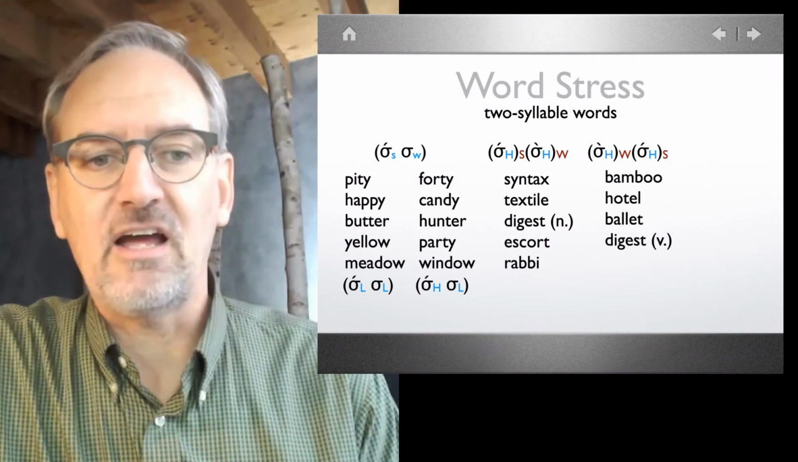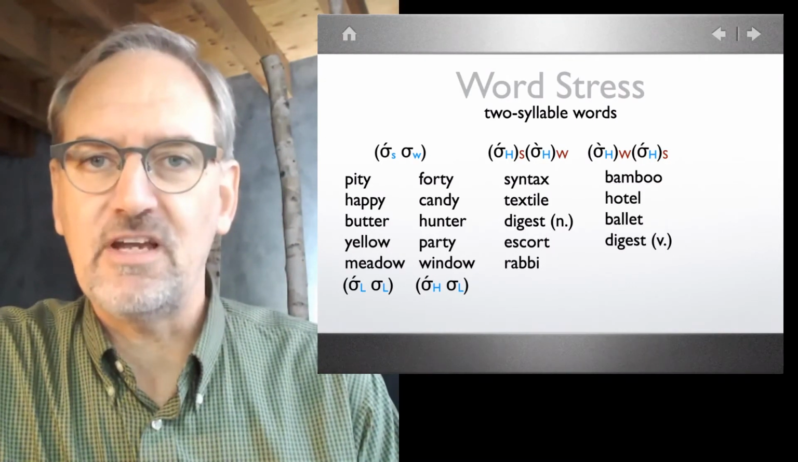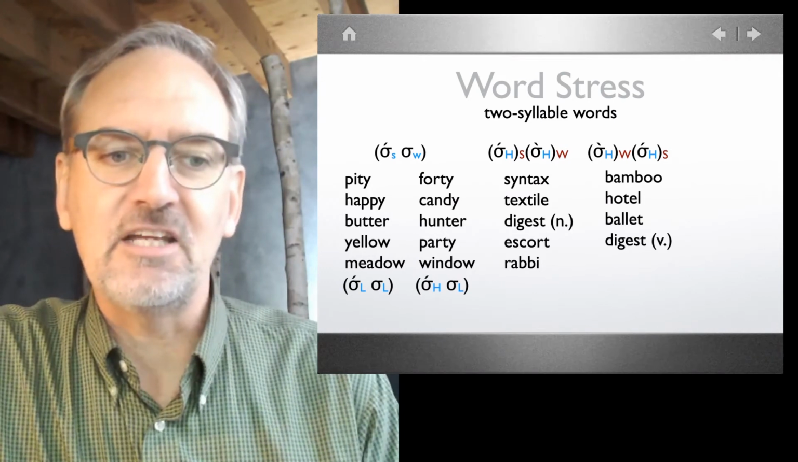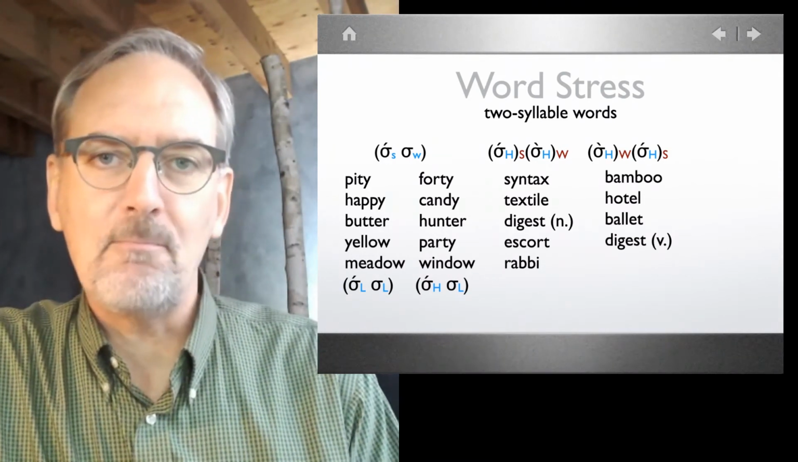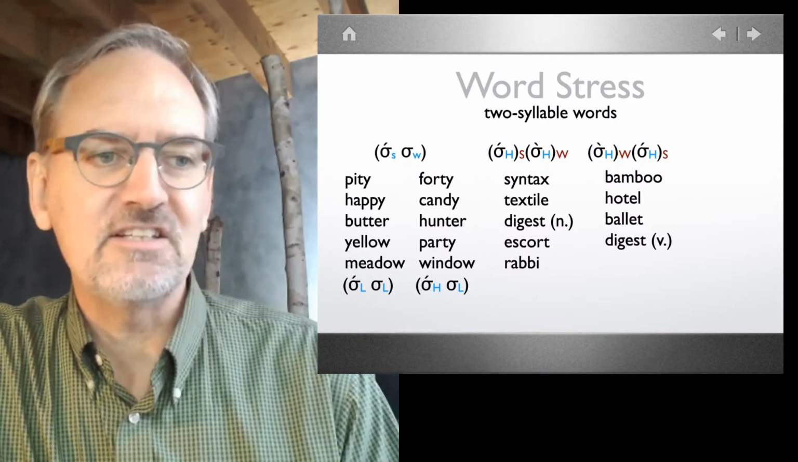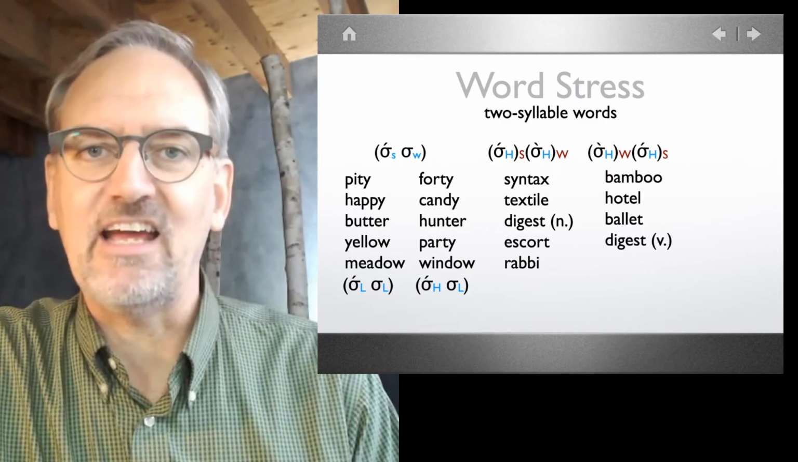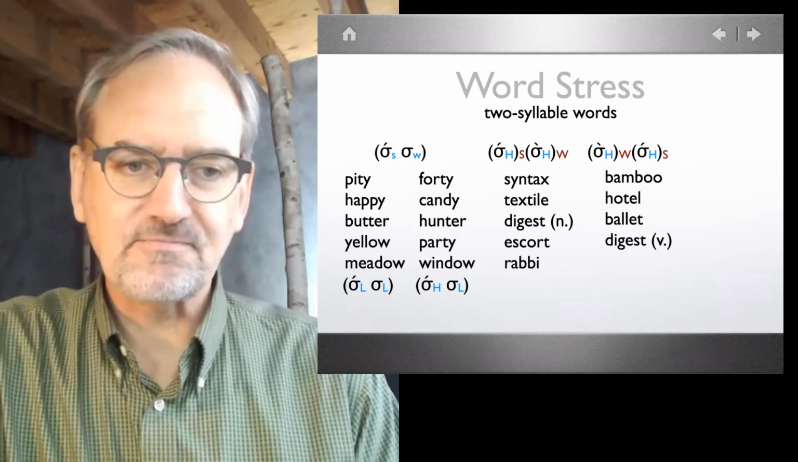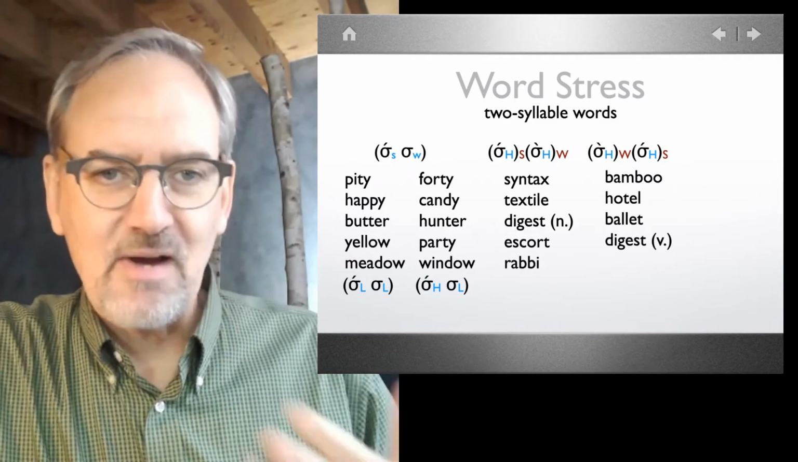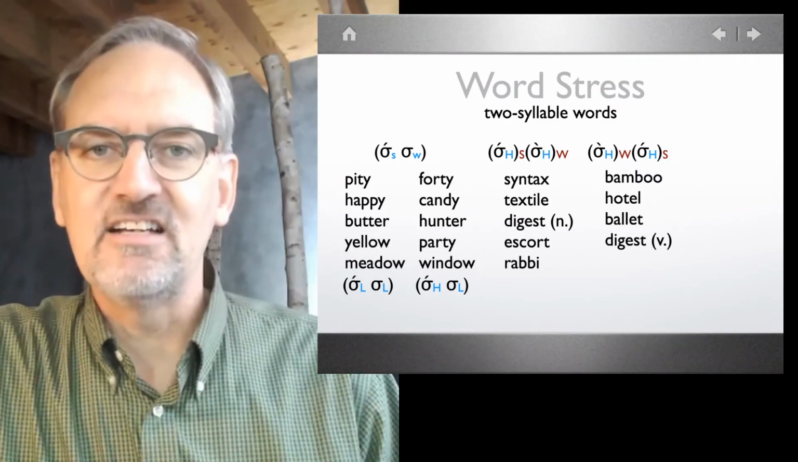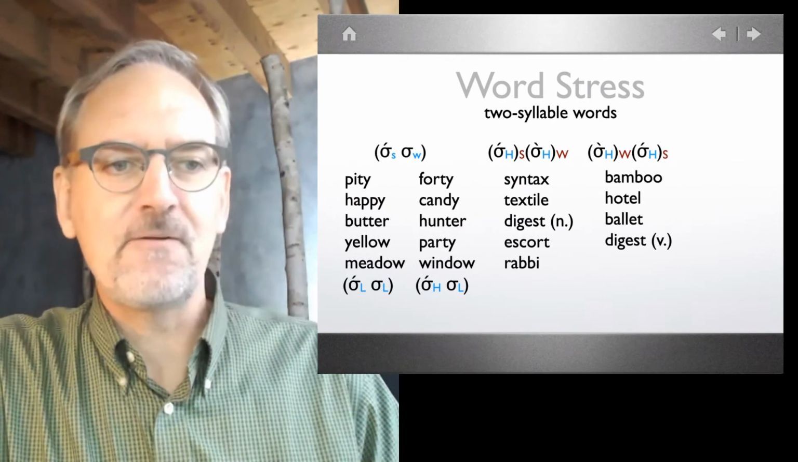Now I will mention the word ballet is pronounced this way in North America. In British English, they tend to pronounce that word as a bisyllabic foot, and therefore it would sound more like pity. They would say ballet, ballet. But I've included it in this list since in my dialect, hotel and ballet and bamboo have the same pattern.